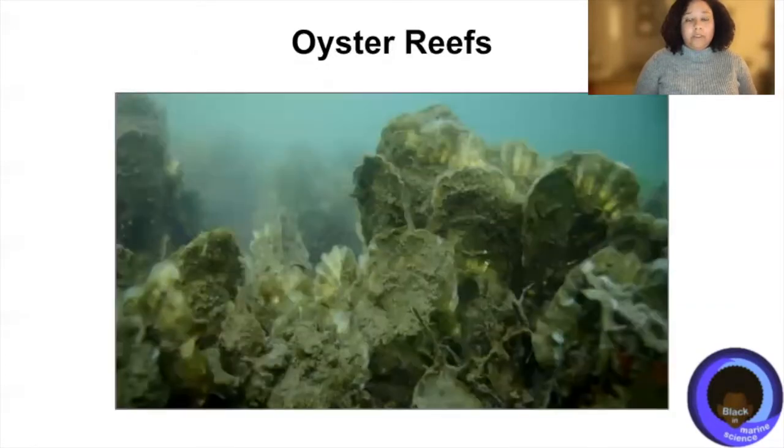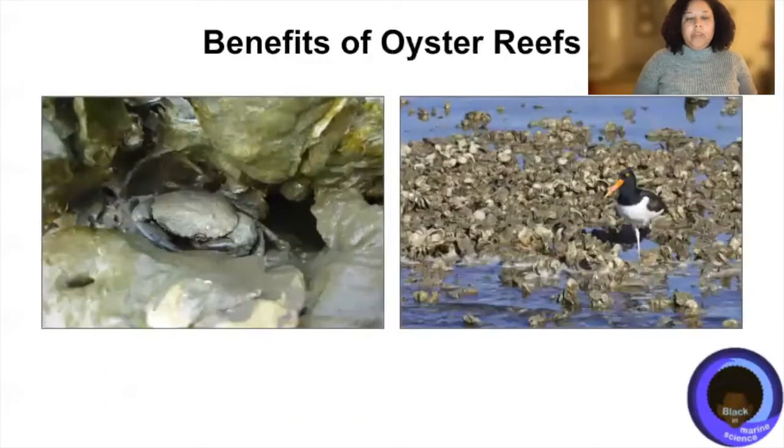Larval oysters often settle onto adult oysters, building large oyster reefs. Oyster reefs provide many ecological and economic benefits. Oyster reefs serve as a habitat and shelter for other species, including birds, crabs, and commercially important fish species.